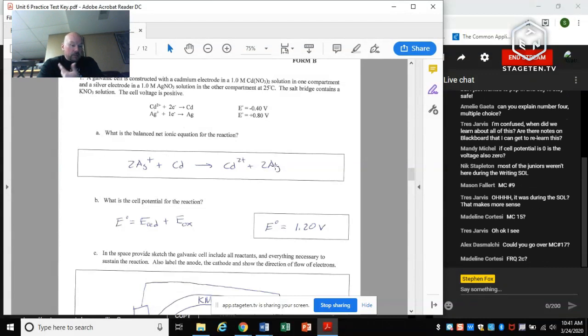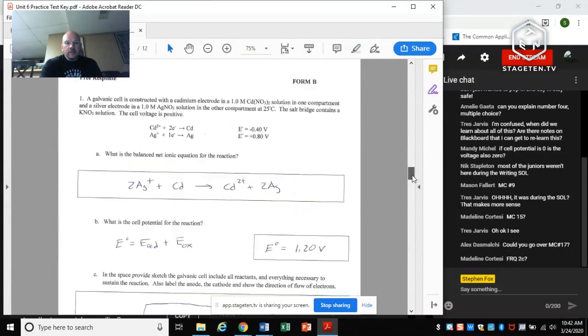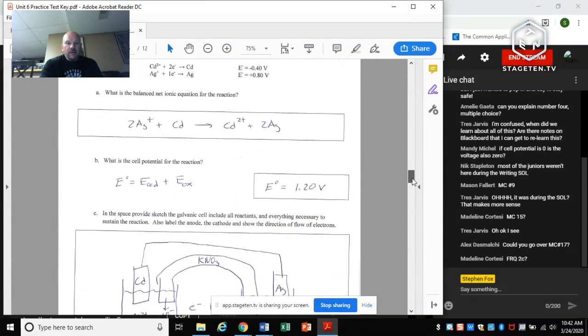But I had to double the silver to balance the equation and cancel out the electrons. And so this would be the balanced reaction when I add everything up, right? So I would have 2 silver ions on this side and 2 silvers on this side, 1 neutral cadmium on this side, and 1 cadmium 2 plus on that side. Okay? All right. So once we get that, we get the overall potential.